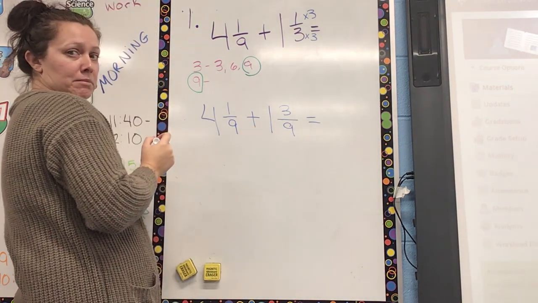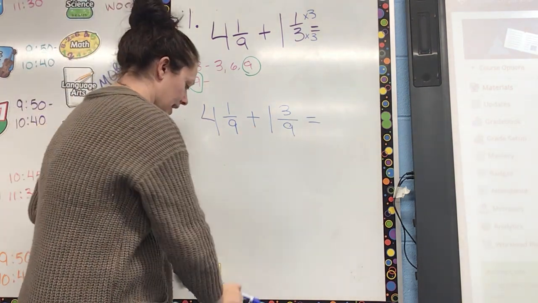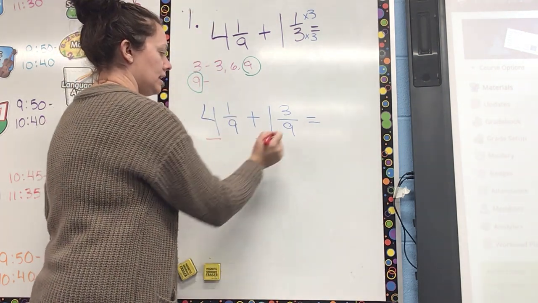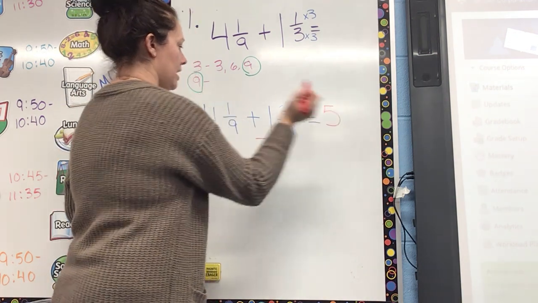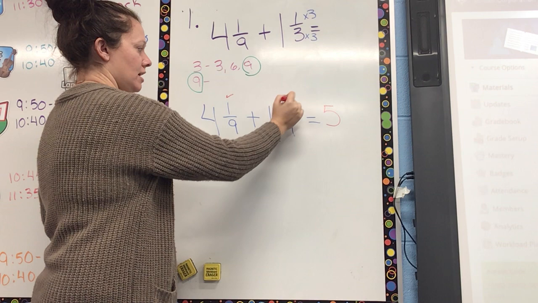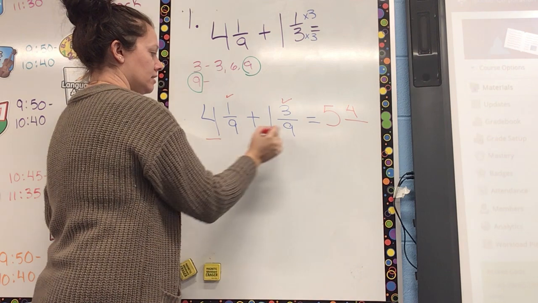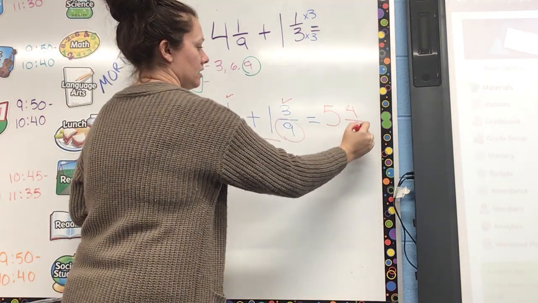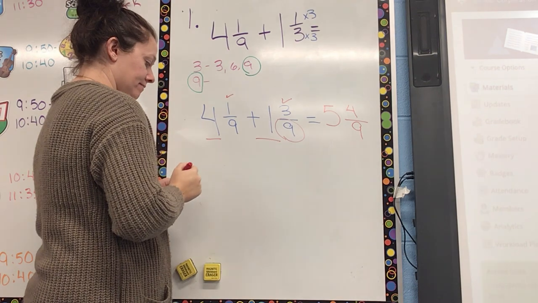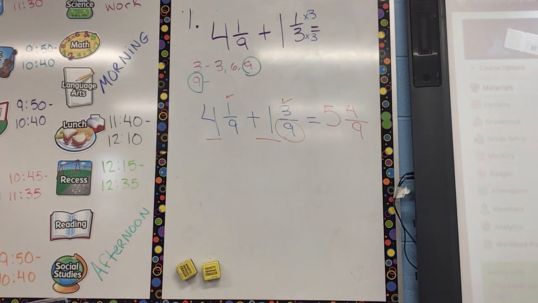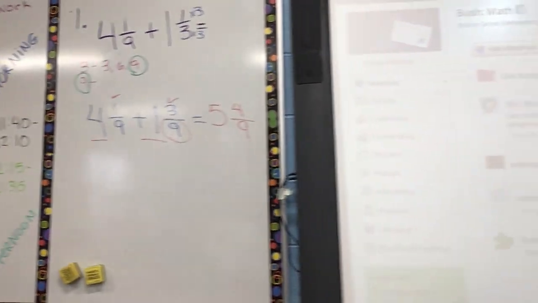Now, do I have like denominators? Yes. Now, can I go ahead and add? Yes. All right. My whole numbers. 4 plus 1 is? 5. My numerators. 1 and 3. 4. And my denominator is going to stay the same, which is? 9. Can I simplify that? No. I cannot simplify that anymore. So that is our final answer for number 1. Not too bad, huh? Not too shabby. All right, number 2.